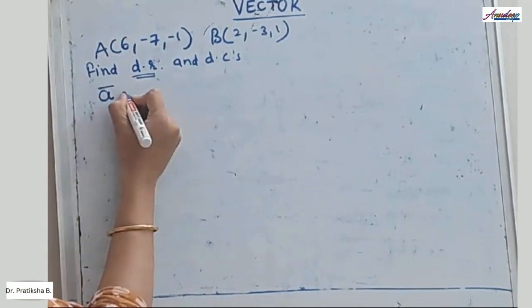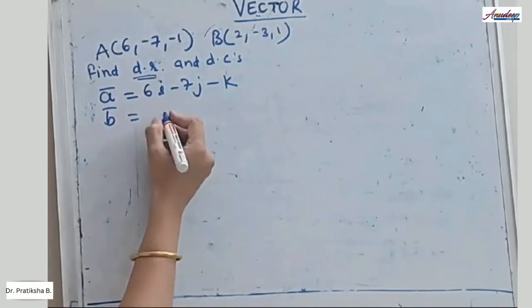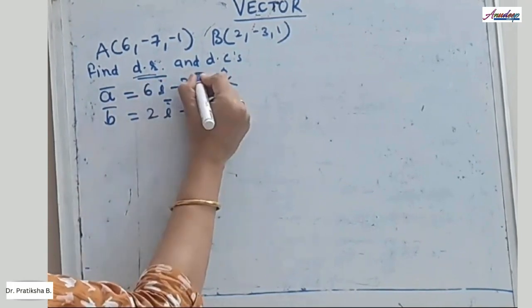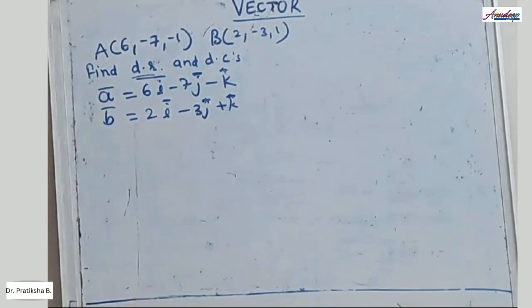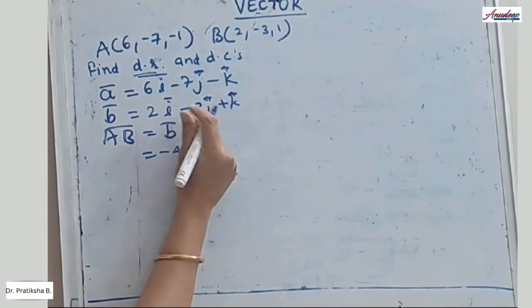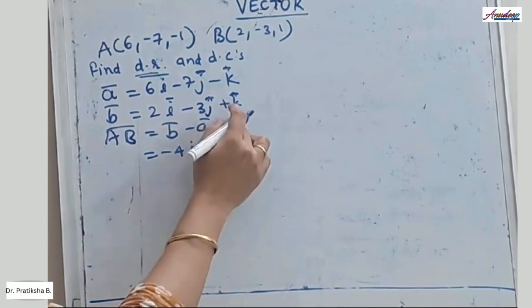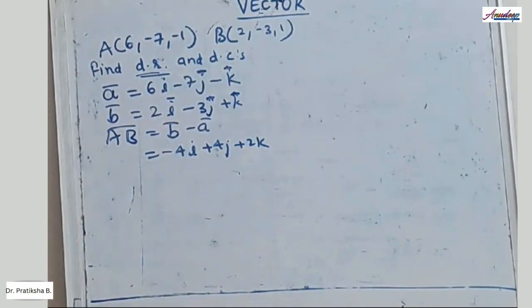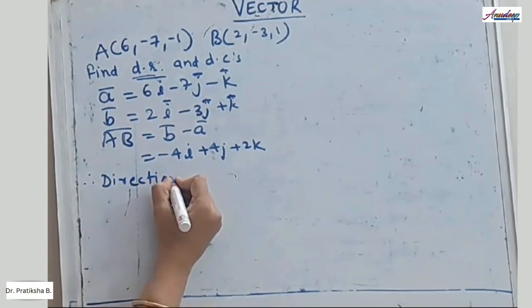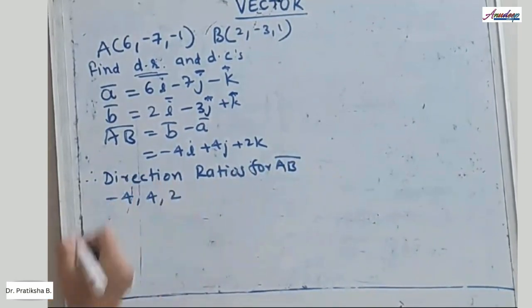We need to work out the direction ratios. So first of all, let me assume vector A is the position vector for point A, so it will be 6i minus 7j minus k, and B is the position vector for point B, so it will be 2i minus 3j plus k. Always put the hat on it. Now, the vector AB is B minus A, giving you 2 minus 6, that is minus 4i, minus 3 plus 7, that is plus 4j, and 1 minus of minus 1, that is plus 2k. So these are the direction ratios. So I can write this is the vector AB. Therefore, the direction ratios for vector AB will be minus 4, 4 and 2 respectively.